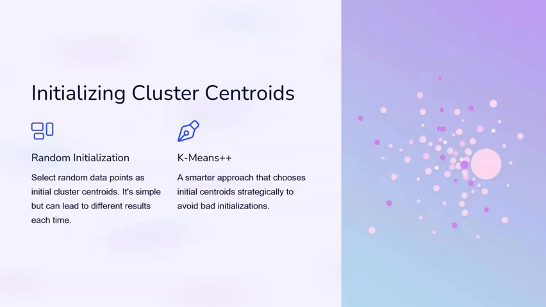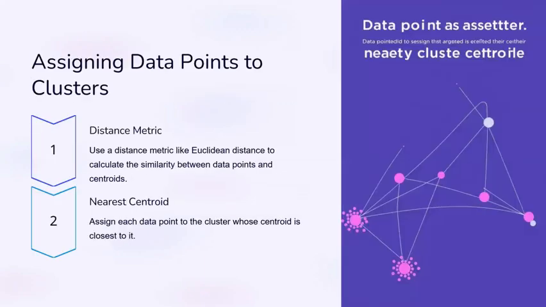Initializing cluster centroids. Random initialization: select random data points as initial cluster centroids. It's simple but can lead to different results each time. K-means++: a smarter approach that chooses initial centroids strategically to avoid bad initializations.